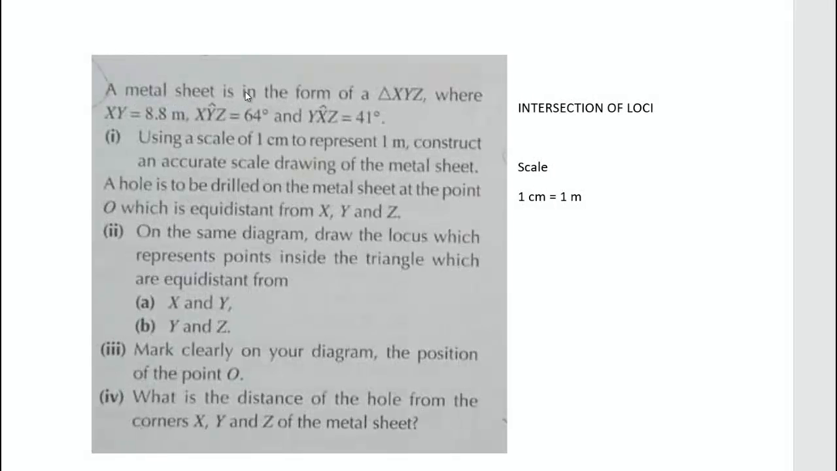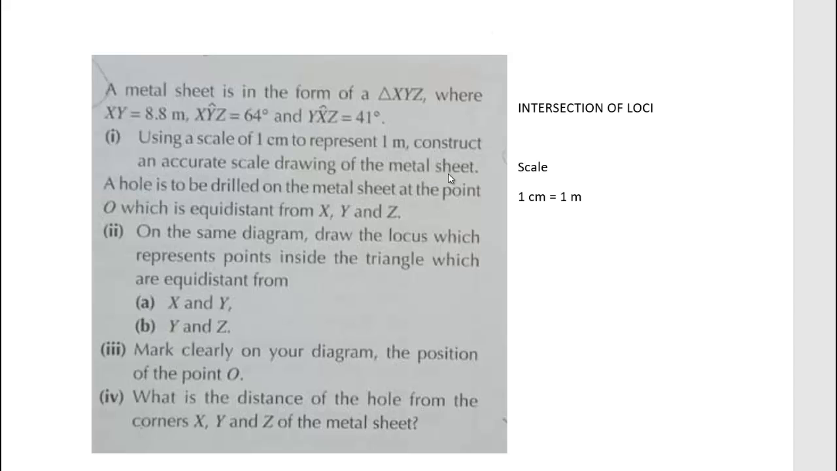A metal sheet is in the form of triangle XYZ, where XY is 8.8 meter and angle XYZ is 64 degree, and the second angle YXZ is 41 degree. Using a scale of 1 centimeter to represent 1 meter, construct an accurate scale drawing of the metal sheet.